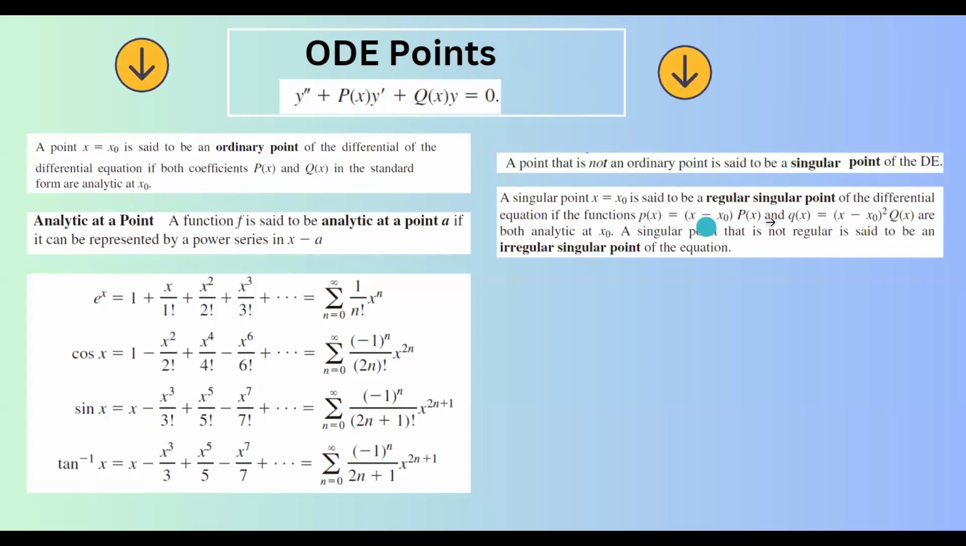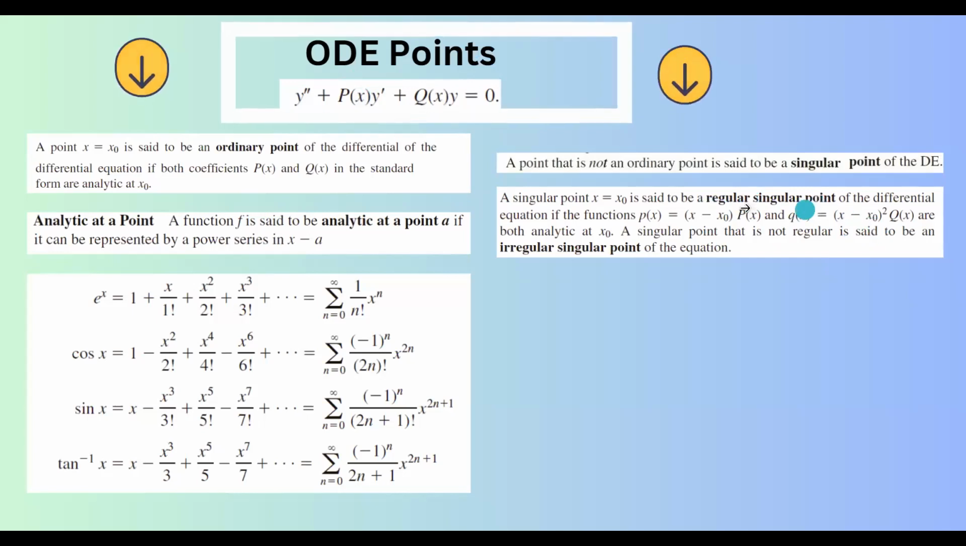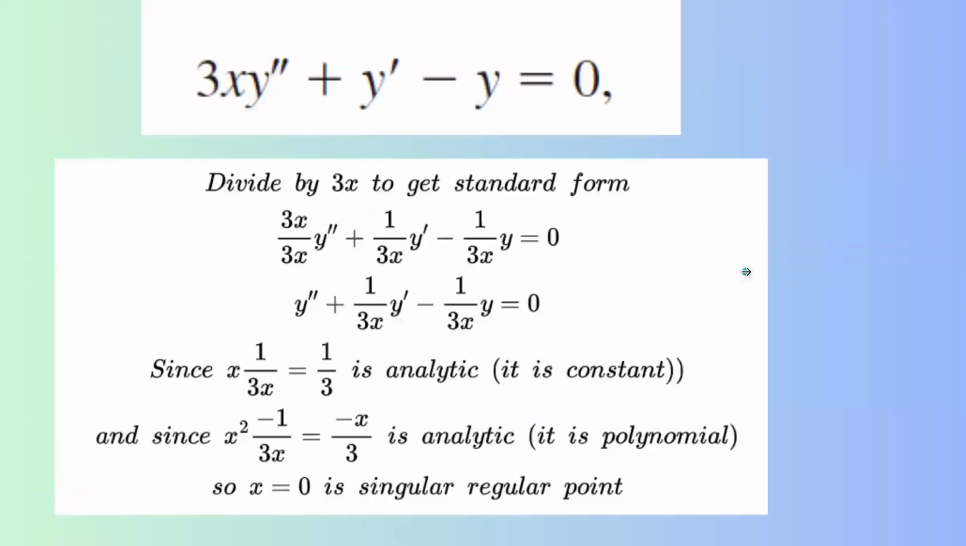For a regular singular point, you need to multiply p(x) by x minus x sub 0 and multiply q(x) by x minus x sub 0 to the second power. If both of these are analytic, then you have a regular singular point, otherwise you have an irregular singular point.